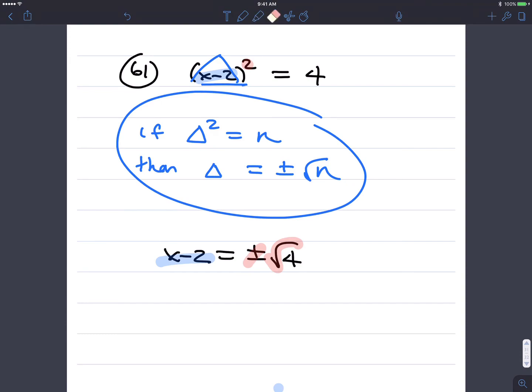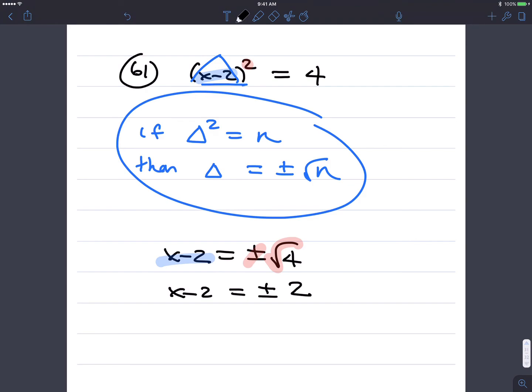That's the repeating theme here for the square root formula. What's between your parentheses in that perfect square can be an expression like x plus 2, x minus 2, x plus 8, 2x plus 4, whatever. You now get x minus 2 is plus or minus the square root of 4, which is the value 2.